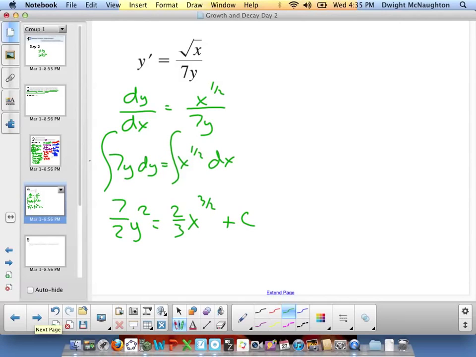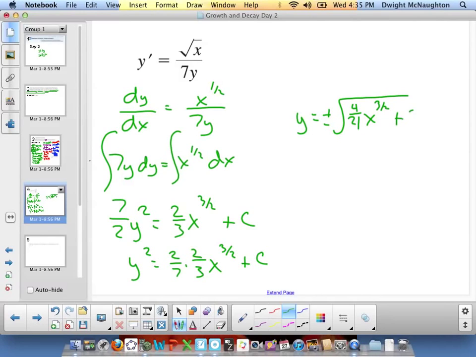We'll multiply both sides by 2/7 to get rid of the fraction here. So y squared equals 2/7 times 2/3 x to the 3/2 plus a constant. And I'm not going to multiply the constant by 2/7 because that's going to be a constant as well. So we got y equals plus or minus the square root of 4/21 x to the 3/2 plus a constant. That would be the general solution. A more specific solution would have a point to find c.